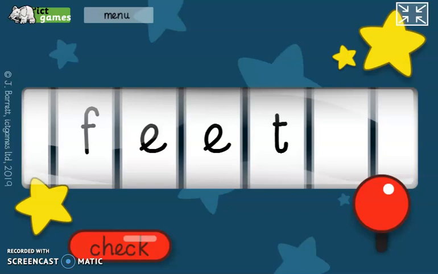Now, how many letters are in this word? Let's count them. 1, 2, 3, 4. And how many sounds are in this word? There are 3, because we know that the two letters in the middle come together to make the sound E. So now let's try and sound it out. You try first. F, E, T, feet.